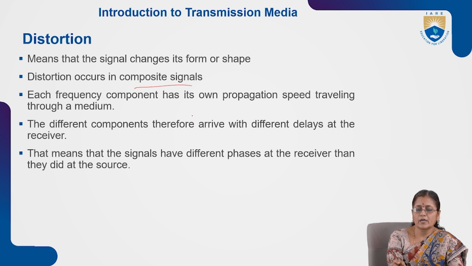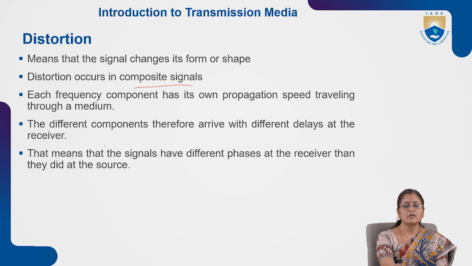Each frequency component has its own propagation speed when traveling through a medium. A composite signal has several frequency components. Let us say signal 1 has frequency f1, signal 2 has frequency f2, signal 3 has frequency f3, and signal n has frequency fn. Each component has its own propagation speed to travel through a medium.